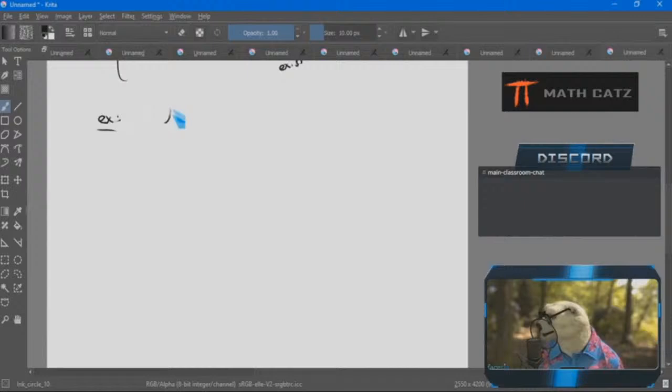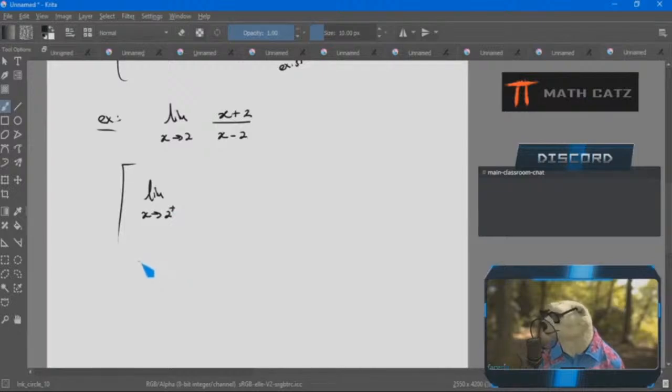Example. Limit as x goes to 2 of (x plus 2) over (x minus 2). Now, I don't want to go through a whole song and dance here about the transformations. What we could do instead is, from the start, look at what happens when I approach 2 from the right and what happens when I approach 2 from the left, to see a little bit better what's happening here.